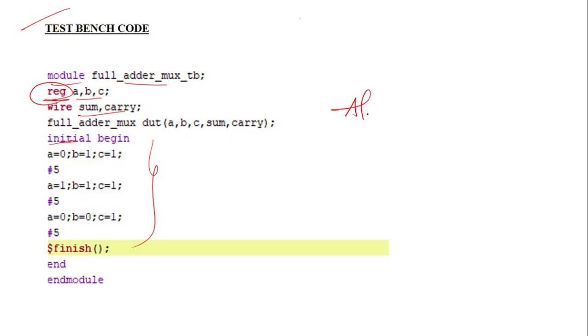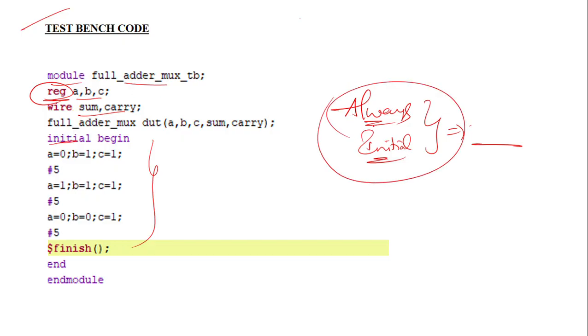Whenever the always block and initial block are going to be used, you must remember that the variables you use in these two blocks should be of reg data type. It is one of the rules, so don't forget about that. Don't go blindly saying inputs are reg; know the proper reason.